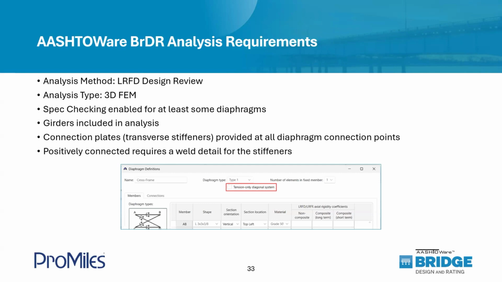Additionally, connection plates, so transverse stiffeners, need to be provided at all diaphragm connection points. And that's to compute some of the stiffness calculations for connection plate geometry. And then that language about the connection plates being positively attached to both flanges, to indicate that in BrDR, you will need to define weld details for the transverse stiffener definition on both the top and bottom flange.